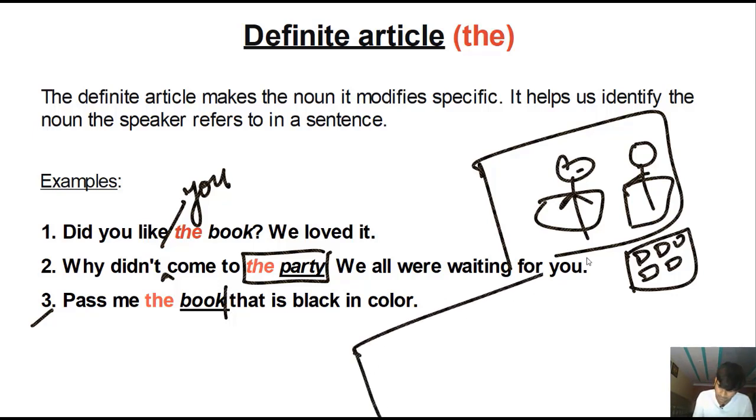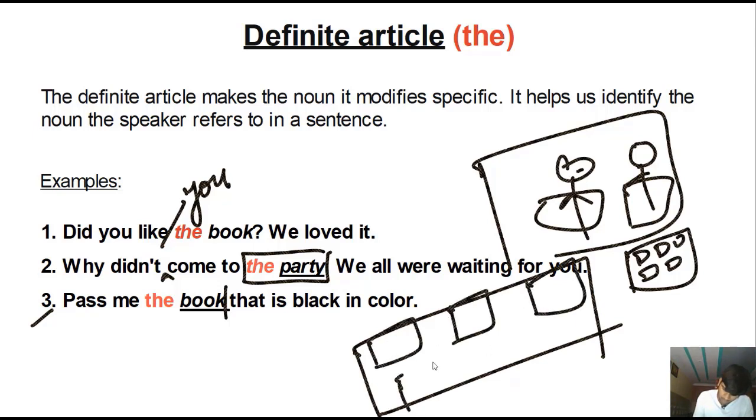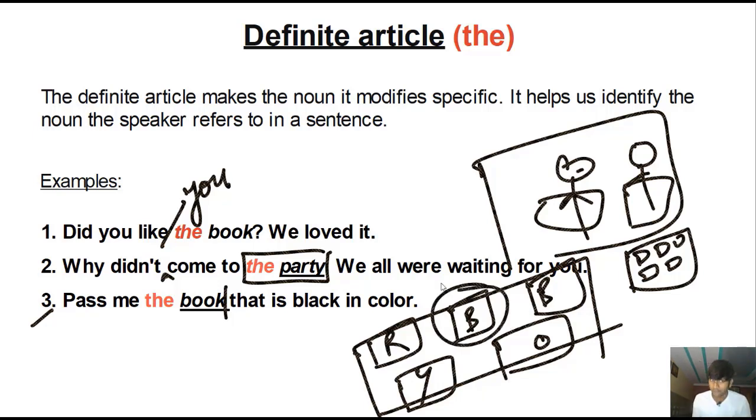So let's suppose there are 5 books: 1, 2, 3, 4, and 5. This is red in color, this is black, this is blue, this is yellow, and this is orange. So it has 5 books on it. So I say, pass me the book. Which book? That is black in color. This is the book I'm talking about. So now you know which book, which noun I'm talking about.